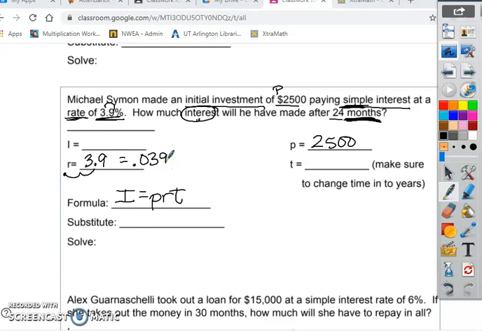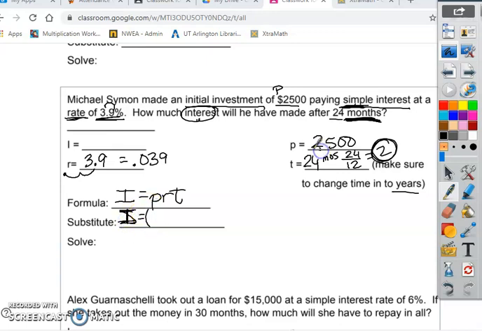Now the trick here is on the last part, it says 24 months. And months, guys, we don't want that. We want years. So if you remember what we talked about in class, it should be 24 over 12, which is 2. So 2 years, okay? Make sure we have that labeled, okay? So then I plug in my numbers. I tells me I am going to solve for simple interest.